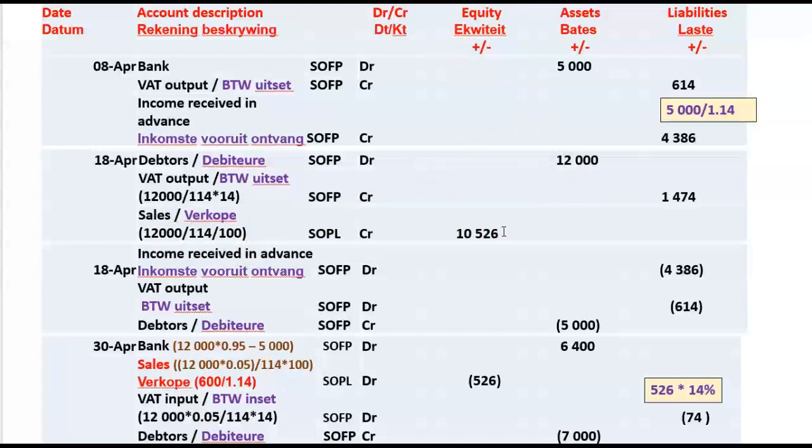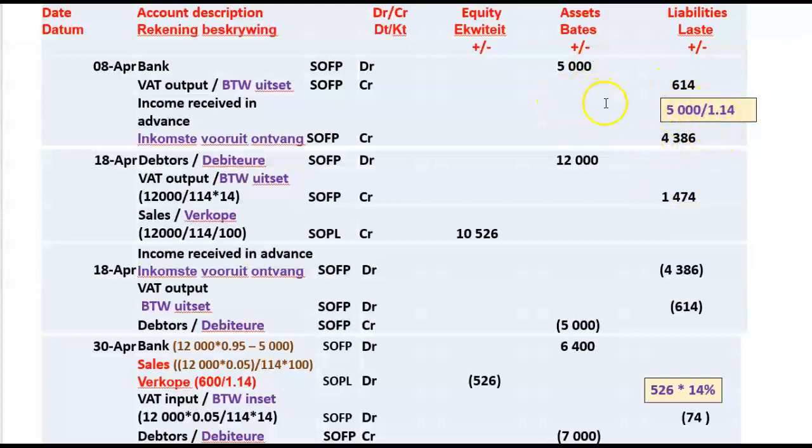But now, if you look at your books, you are going to have a debtor of 12,000 Rand. And you're going to have VAT of 1474. And you tell yourself, but wait a minute, didn't this debtor already pay an amount? So yeah, how much? 5,000 rand. And haven't we provided for a portion of that VAT output as yet? Yeah, 614 rand. So we have to do something to rectify this situation.